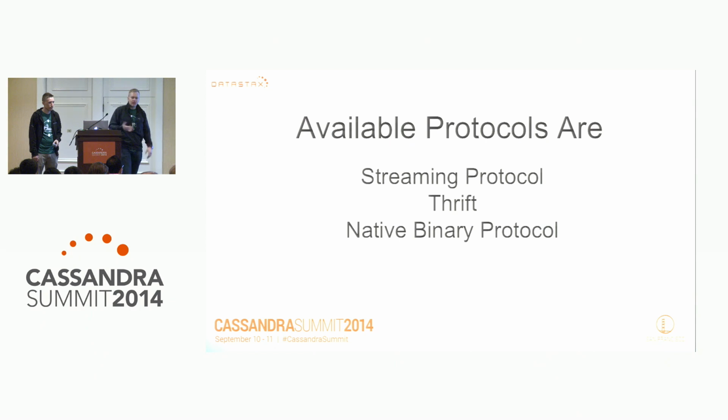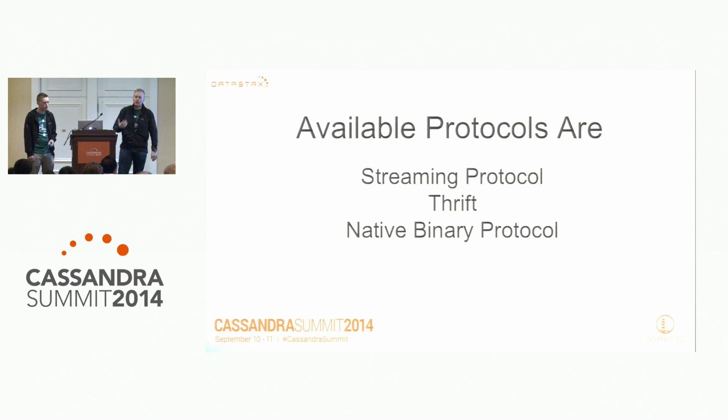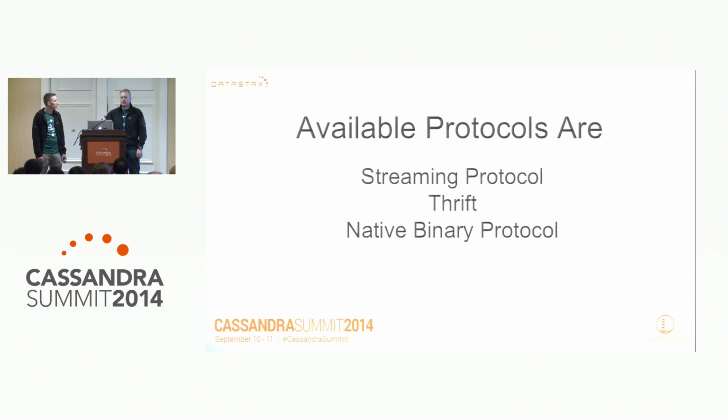There's thrift, which everybody knows about, right? It's the old one. It's the original RPC mechanism for Cassandra. And then starting with Cassandra 1.2, there's the native binary protocol. And that's primarily what we're going to be talking about today.